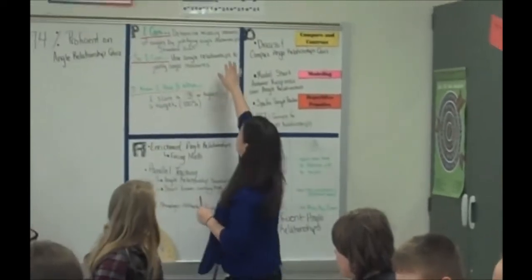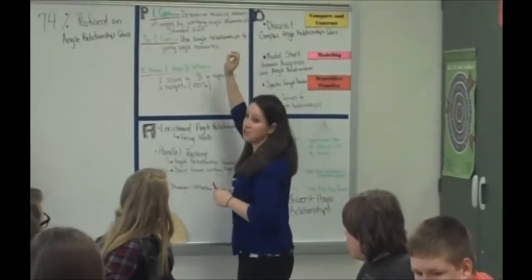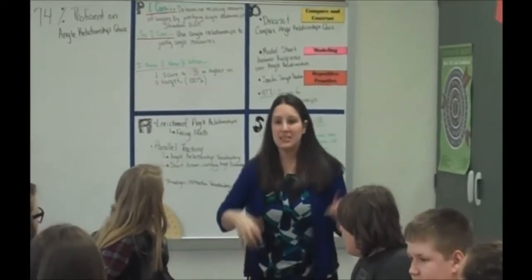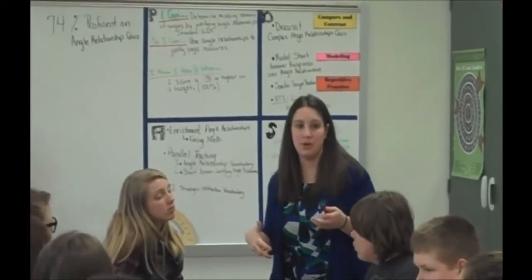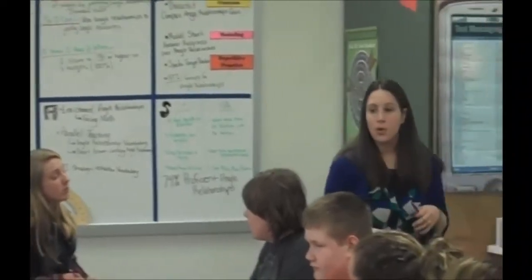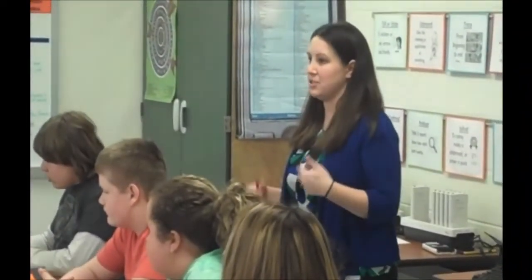Your test was over determining missing measures of angles by justifying angle relationships. In this first part of the class, Ms. Pack and I will be talking about your tests. We're going to do some comparing and contrasting. Why is it the angle relationship that it should be? Why not?